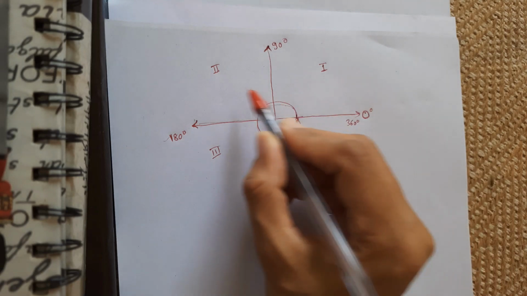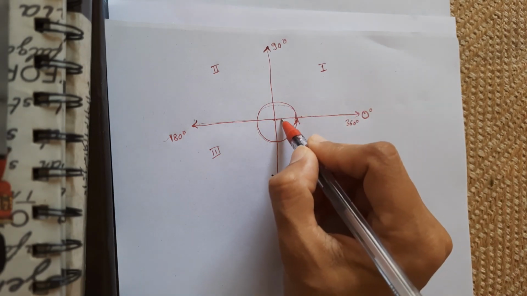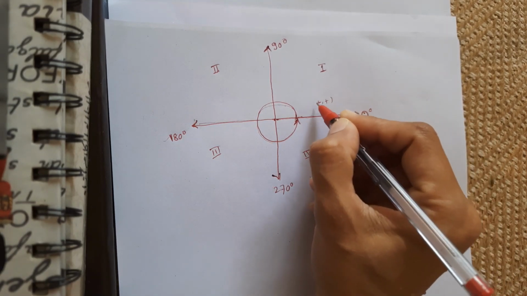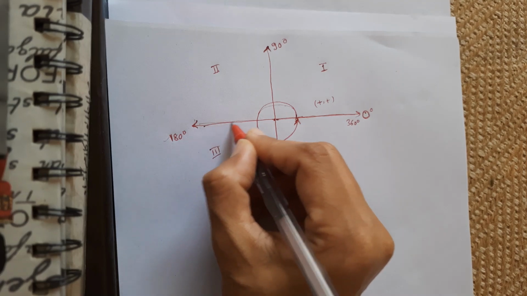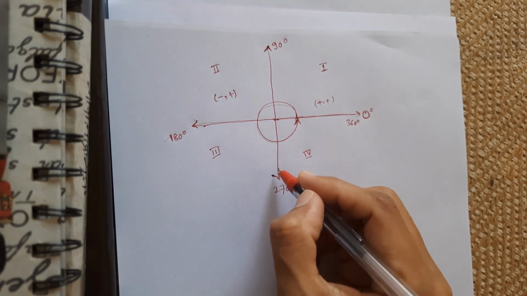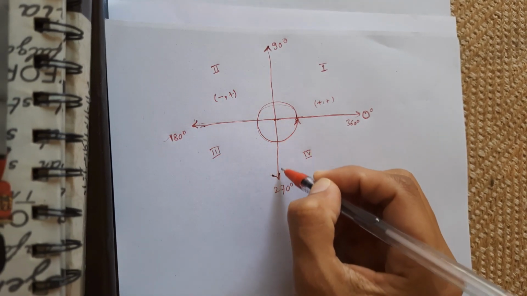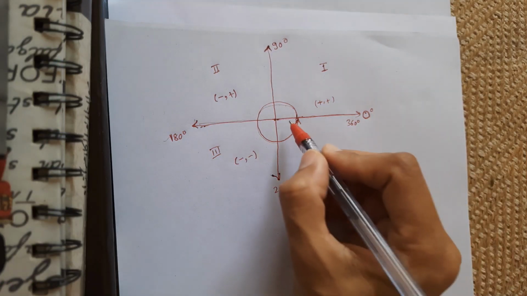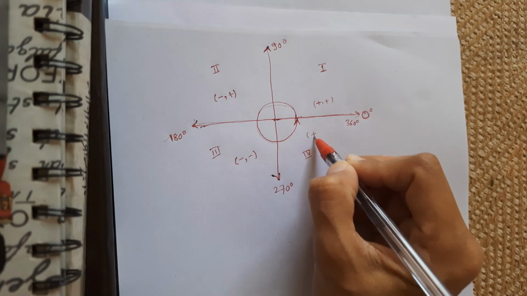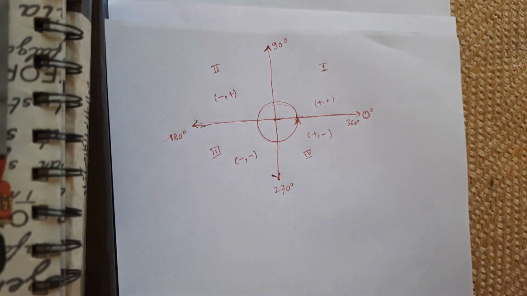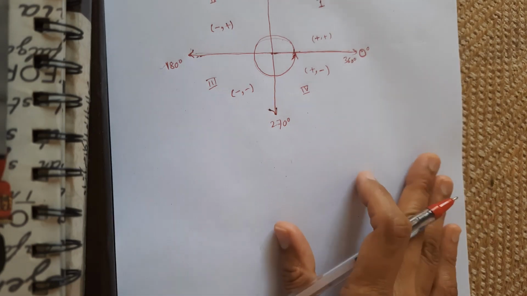Now the signs of these quadrants we already know. Here x-axis and y-axis both are positive, so the sign is plus plus. Here x-axis is negative but y-axis is positive, so minus plus. Here x-axis negative, y-axis negative, so minus minus, and here x-axis positive but y-axis negative. That's how the sign of the quadrant system is. Just remember this because we are going to use it again.